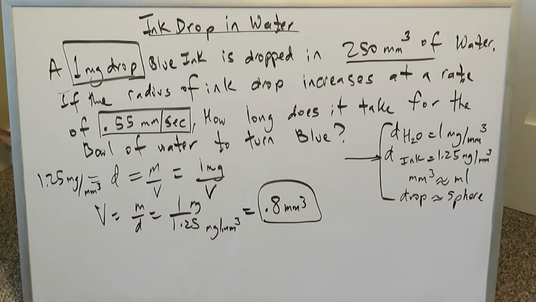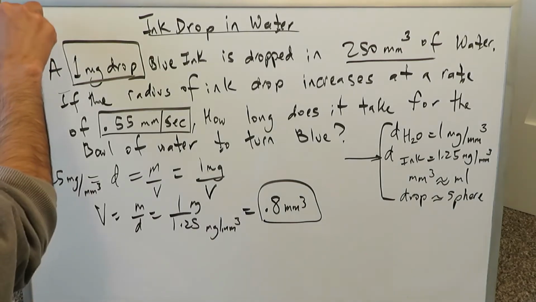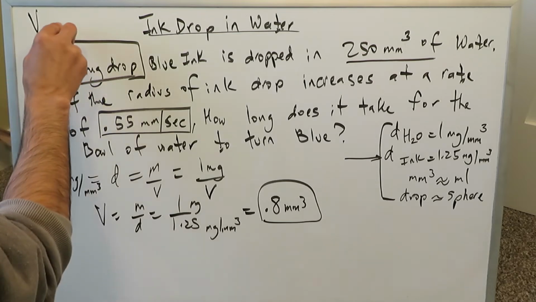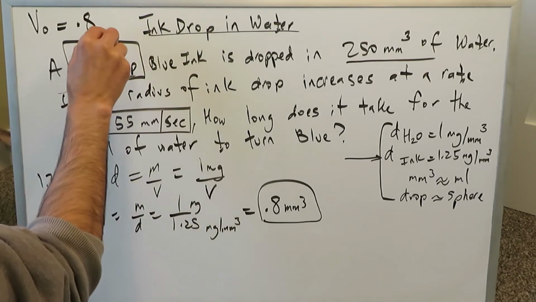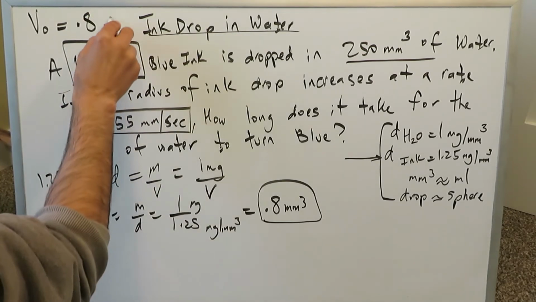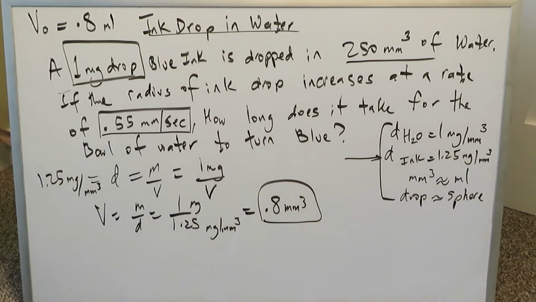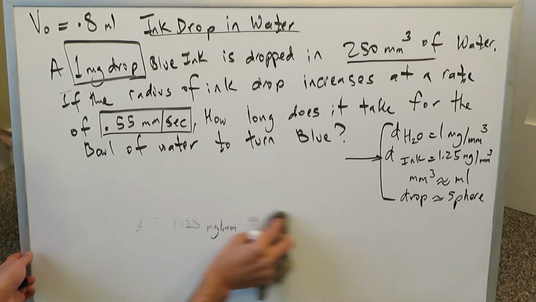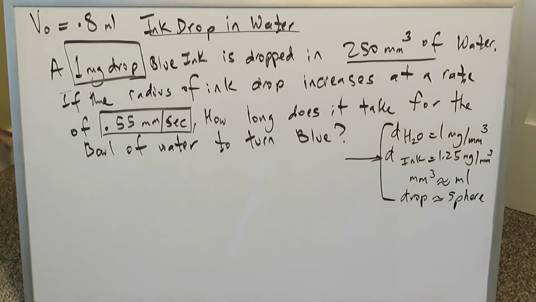And that's a very crucial piece of information we must know, and I'm putting it right over here as V0. We'll talk about this V0 later on, but we're looking here at 0.8. We can say millimeters, milliliters, or millimeters cubed, either is fine. So we have this very important piece of information set aside. Now what do we need to do?